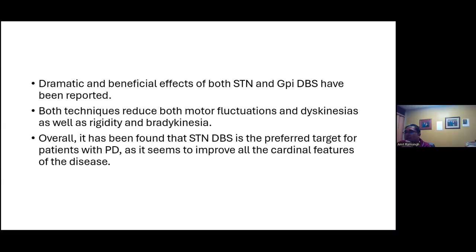Dramatic and beneficial effects of both the subthalamic nucleus and the GPI have been reported, and both techniques have been reported to reduce both motor fluctuations and dyskinesias, as well as rigidity and bradykinesia. However, it has been found that subthalamic nucleus stimulation is the preferred target for patients with Parkinson's disease, as it seems to improve all the usual cardinal features of the disease.